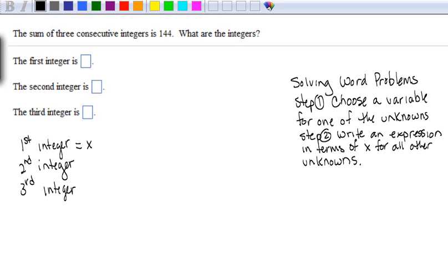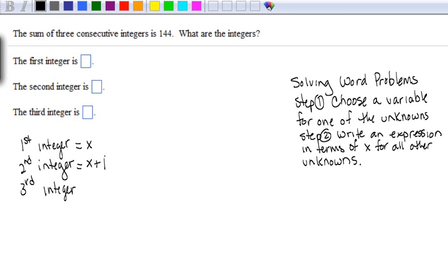My second step is to write an expression in terms of x for all the other unknowns. So for my second integer, I want an expression in terms of x. Since I know they're in a row, if my first one's x, my next one would be x plus 1. We're going to add 1 to the first integer, which makes sense because if x was 4, and you add 1, you would get 5.